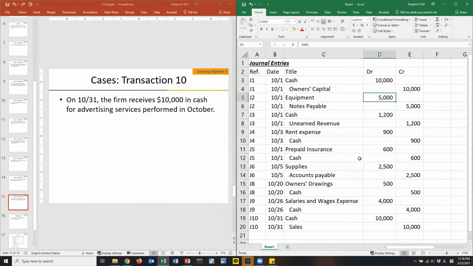That's it for journal entries. And in the next video, we will study trial balance and, well, general ledger first and then trial balance. Okay, and see you there.